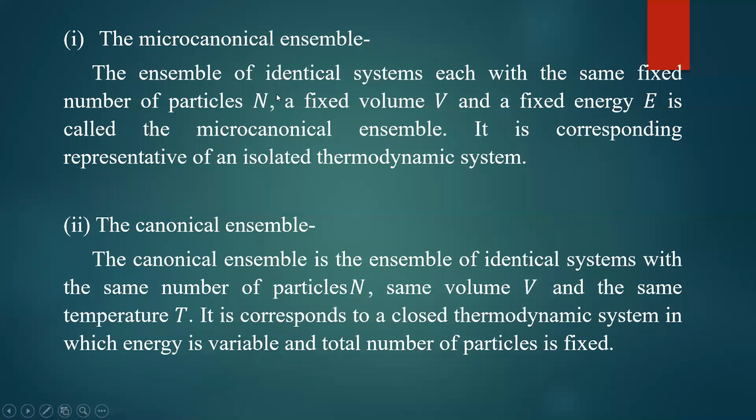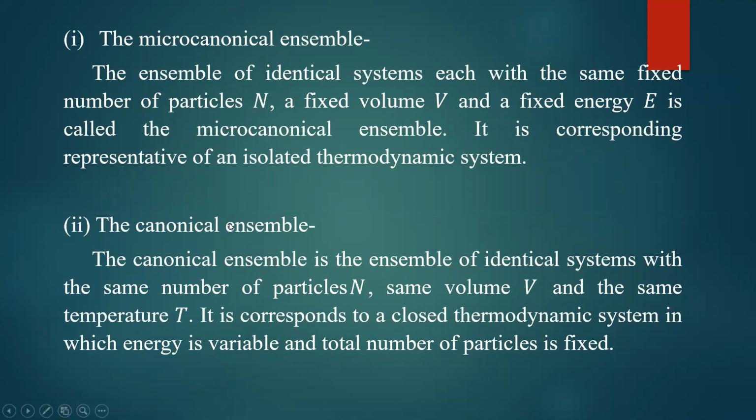The ensemble of identical systems, each with the same fixed number of particles N, a fixed volume and fixed energy, is called a micro-canonical ensemble. An isolated system will not exchange particles or energy with the surrounding. It is characterized by constant N, constant V and constant energy E. That is called a micro-canonical ensemble. It is just like an isolated system.